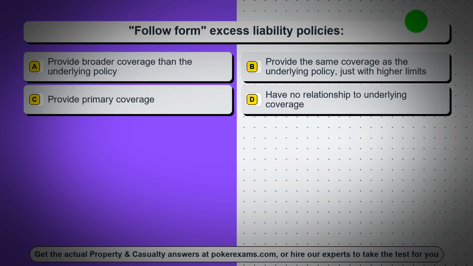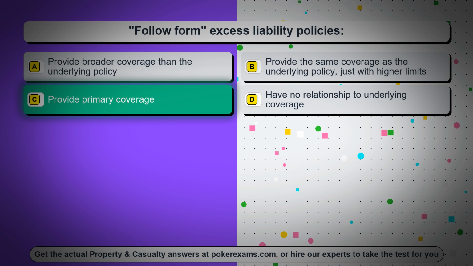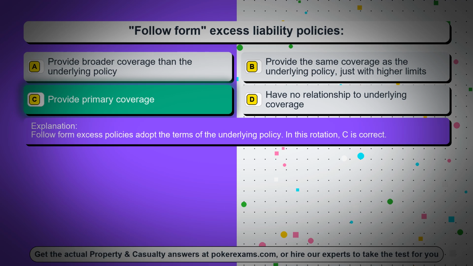Question 19. Follow form excess liability policies. Option A, provide broader coverage than the underlying policy. Option B, provide the same coverage as the underlying policy, just with higher limits. Option C, provide primary coverage. Option D, have no relationship to underlying coverage. The correct answer is option C, provide primary coverage. Follow form excess policies adopt the terms of the underlying policy. In this rotation, C is correct.